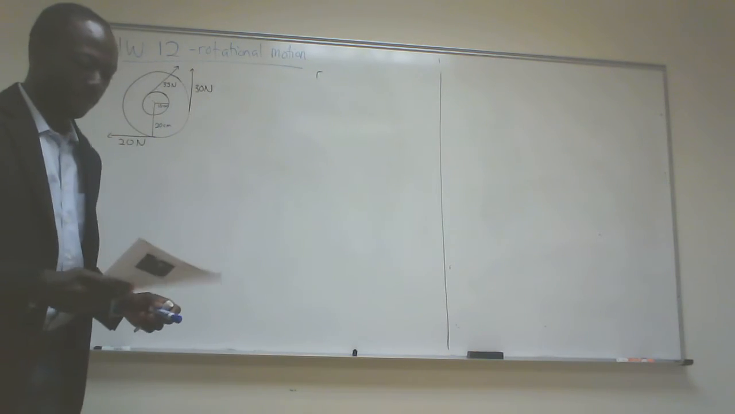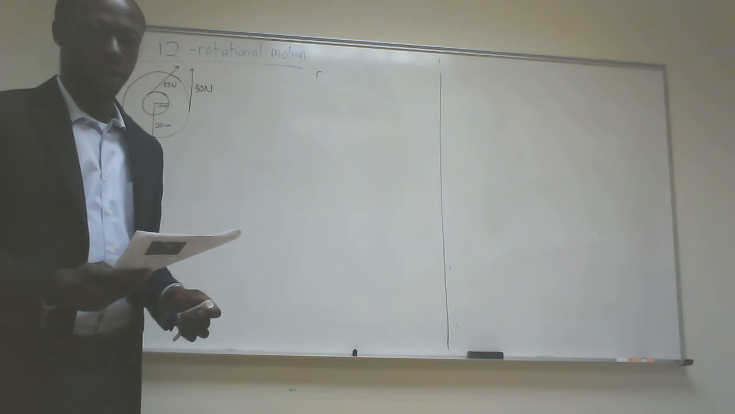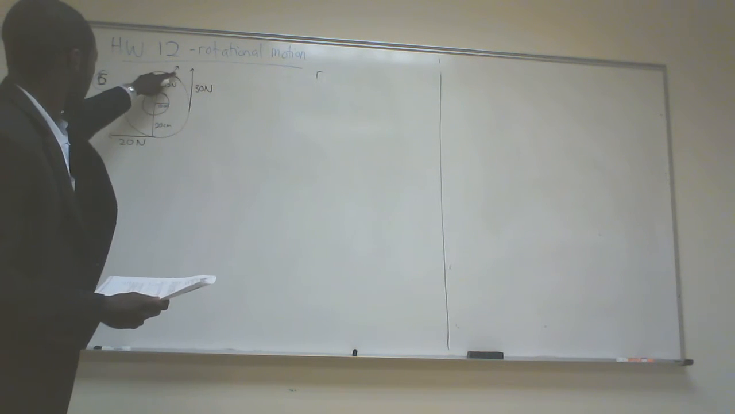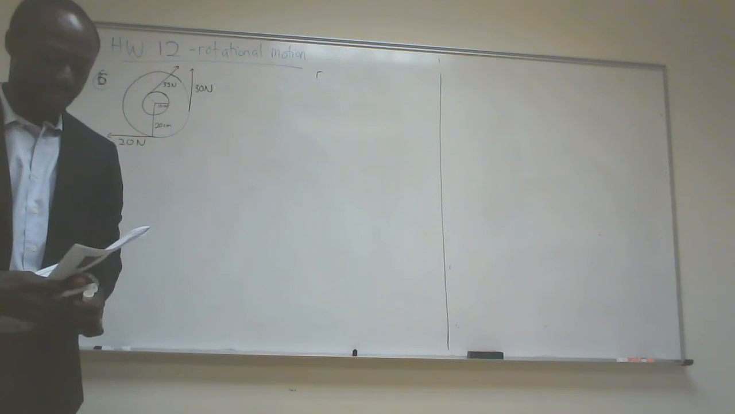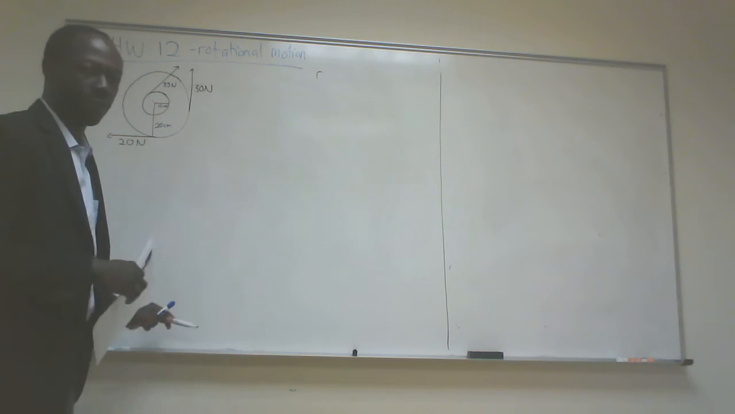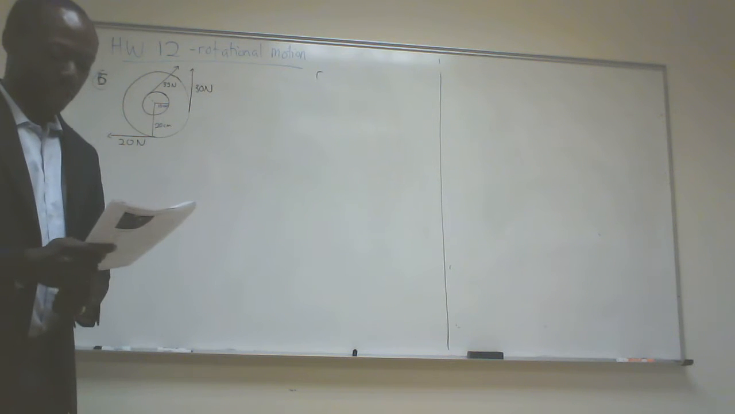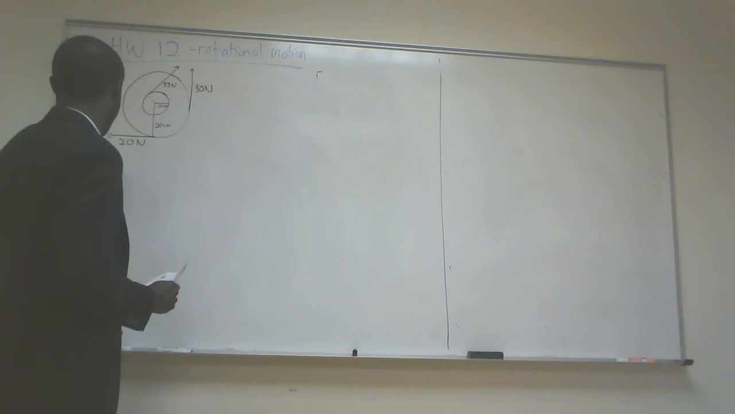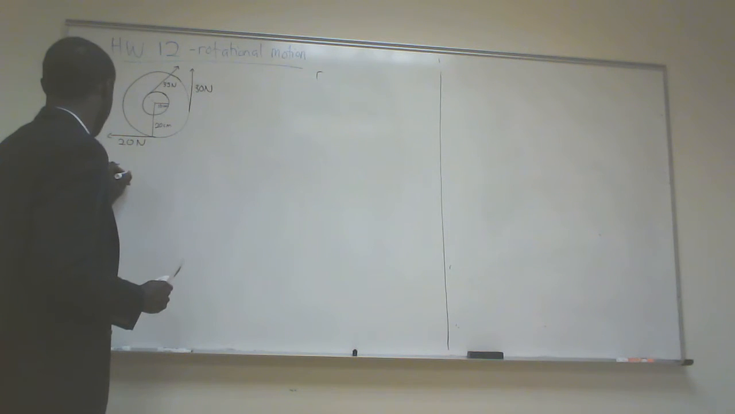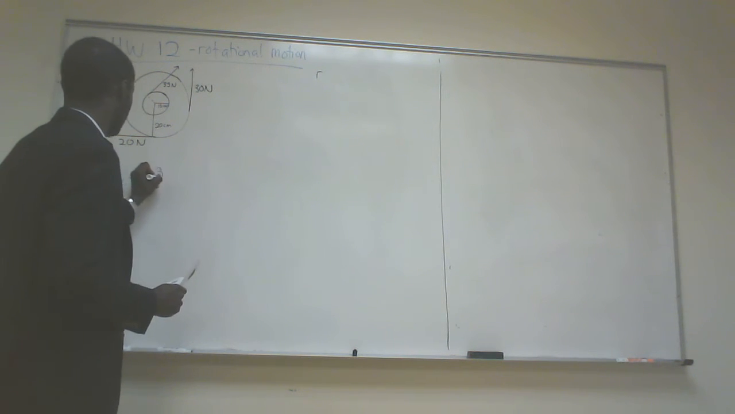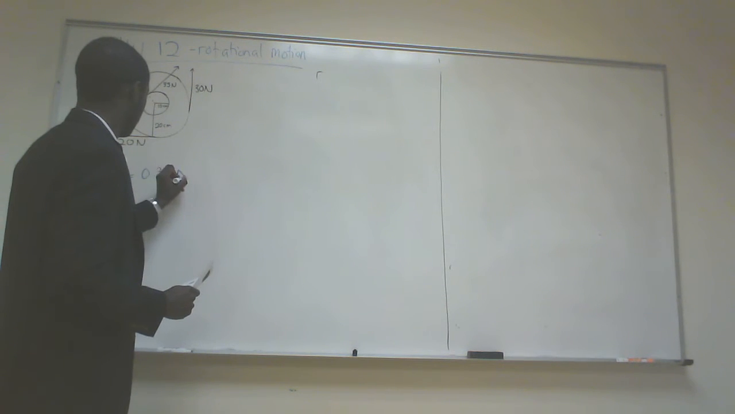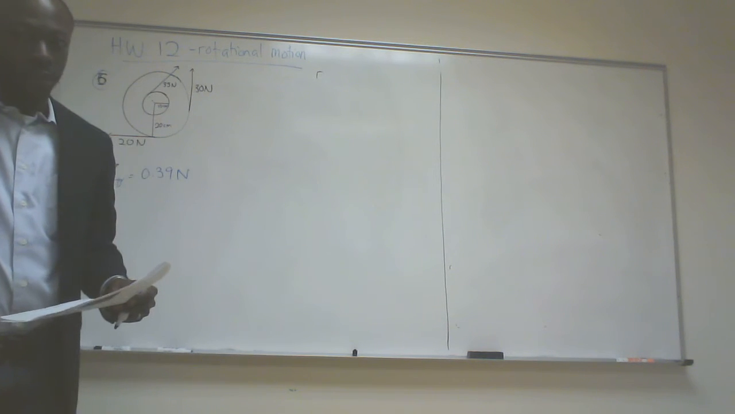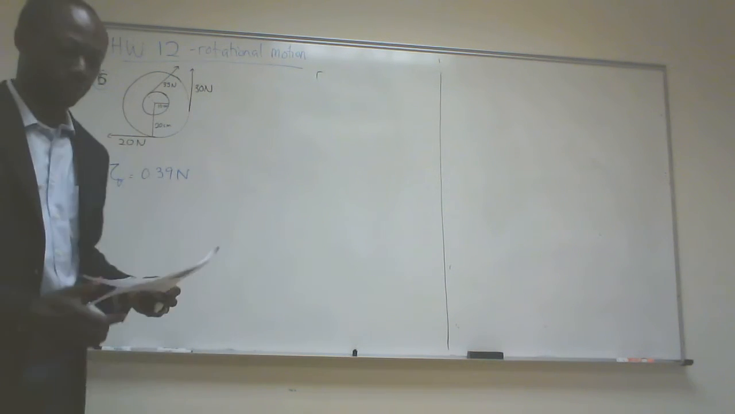All right, in problem 6 of homework 12, we're given a wheel here with two coupled wheels, with different forces exerted on each of the wheels. And we're asked to find the net torque, assuming that we have a friction torque of 0.39 newtons. So we're told that there is some frictional torque, which is equal to 0.39 newtons, which opposes the motion of this system.